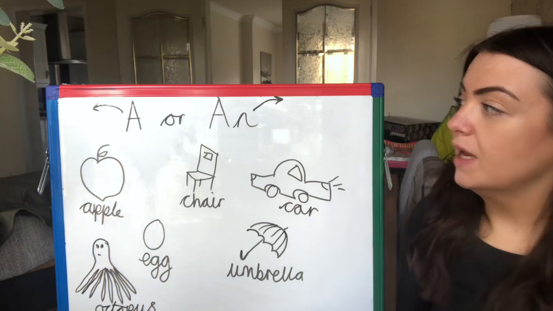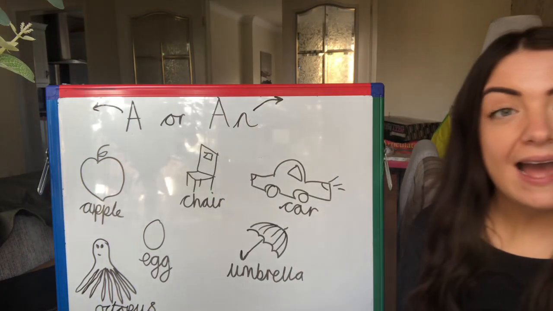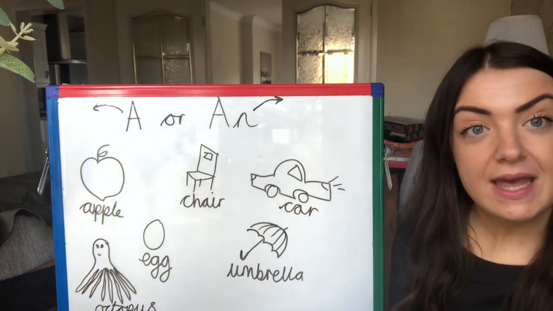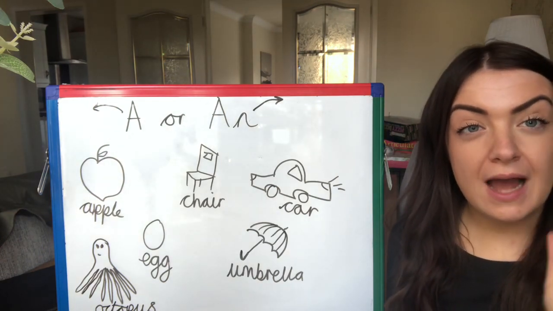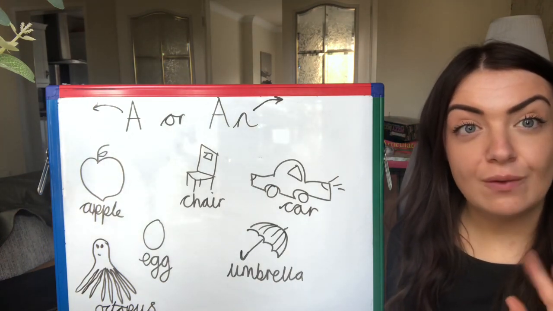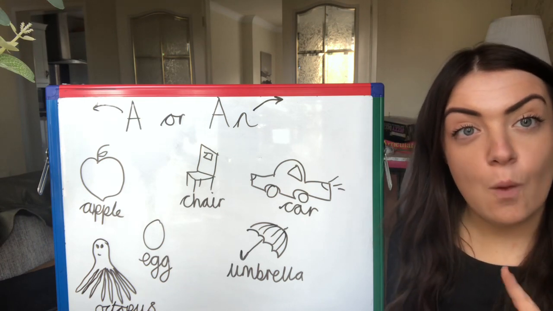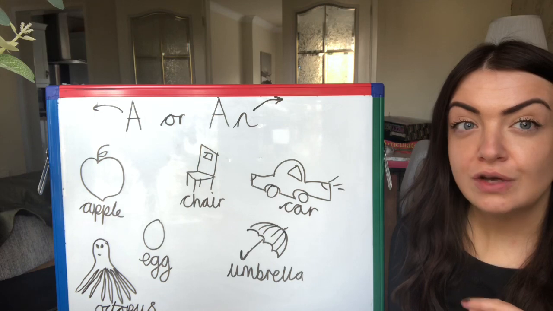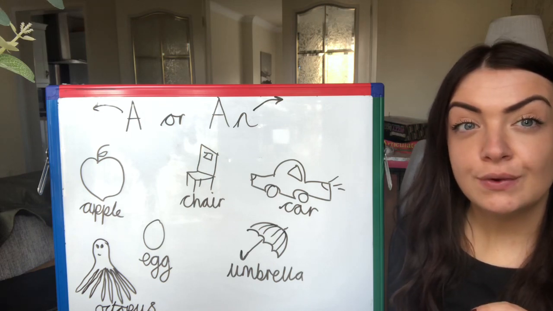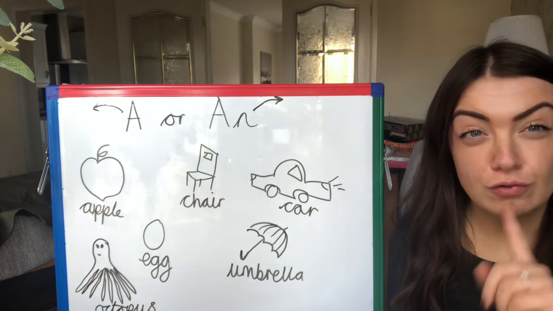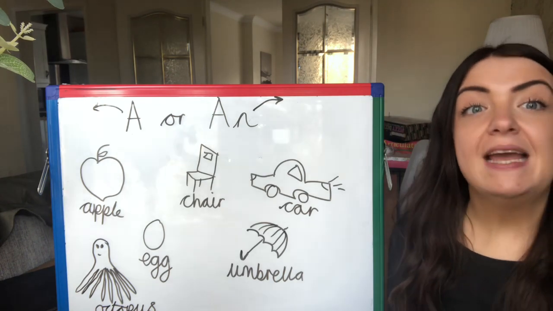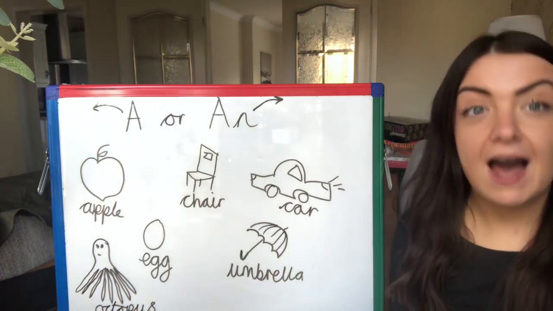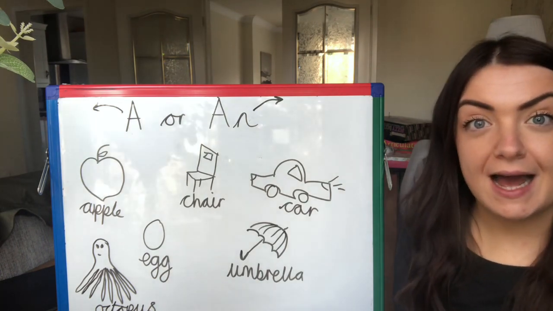Okay, so we're going to think about an first. So an goes before any nouns that start with a vowel. Now have a quick rewind. A vowel. Do you remember what a vowel is? Give you a little pause. Have a little think. Now hopefully you're all telling me that a vowel is an A, E, I, O, U in our alphabet.